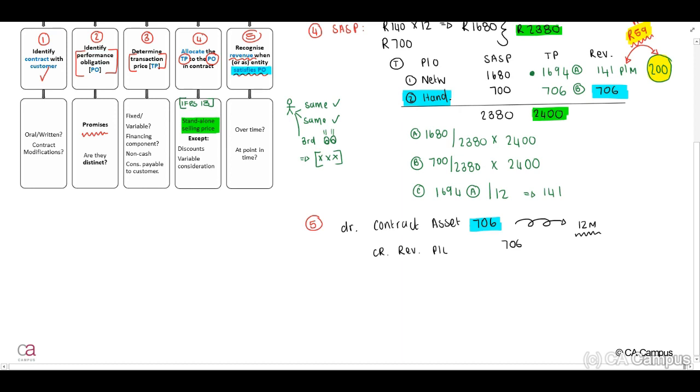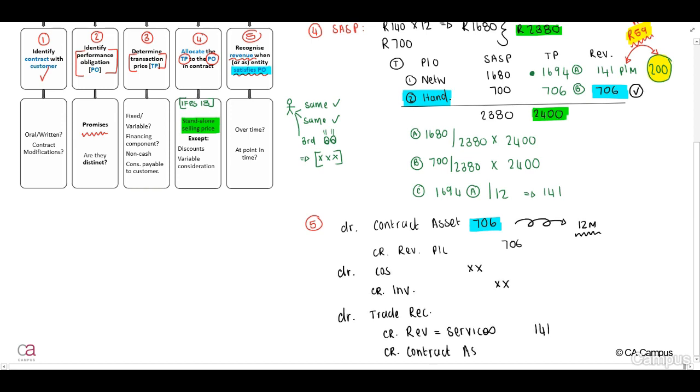Now, to ensure that you take out your inventory, you will have to remember to debit your cost of sales and to credit your inventory with a handset. And now we need to recognize our monthly revenue. Debit our trade receivables. We will credit our revenue from the network services, the contract, with a 141, and we will credit our contract asset with a 59, and our total trade receivables will be the 200.